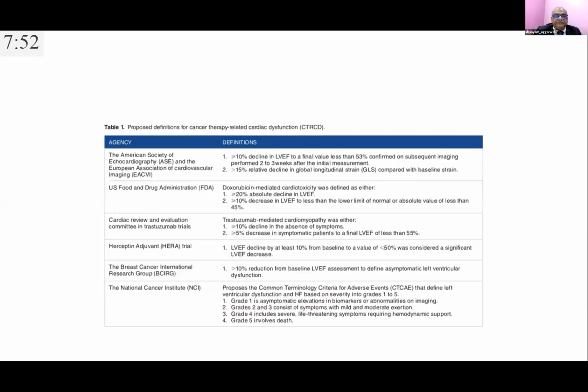Next, please. So these are some of the definitions. I'm not going to go into the details of this, which we understand, for example, with trastuzumab or with anthracycline, where there is reduction in the LVEF on follow-up. So these are definitions which are laid down.